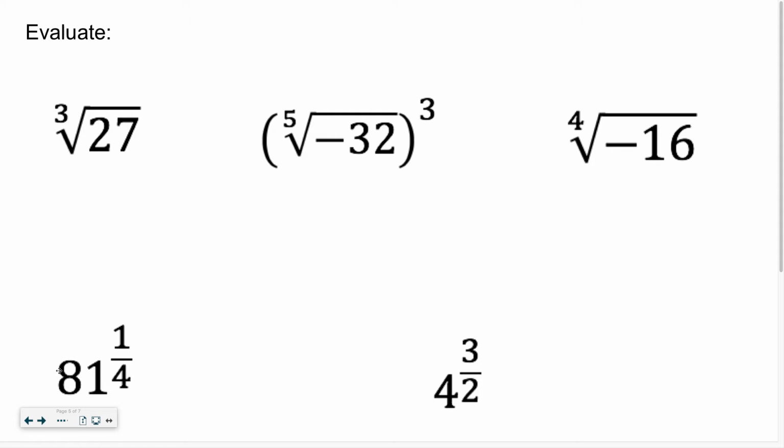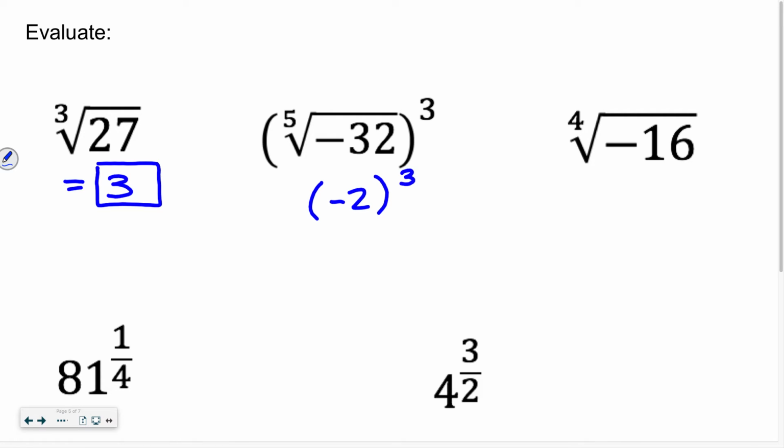What's the cube root of 27? 3. You already knew that one, right? 3 times itself, 3 times, will give us 27. Okay, what's the fifth root of negative 32, in parentheses? Negative 2. You can go to your chart, look under the fifth column, is 32 there? Yes. Follow it all the way back to the root, it gives you 2, but because it's a negative 32, it must have been a negative 2. So this inside the parentheses is negative 2.